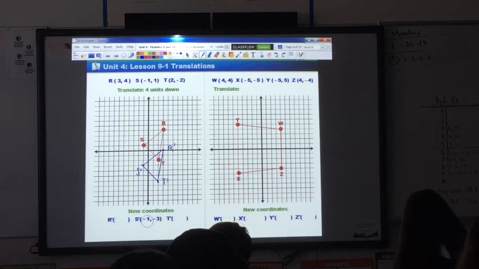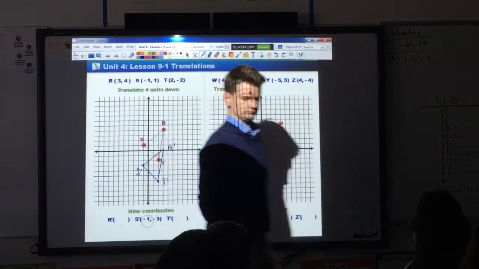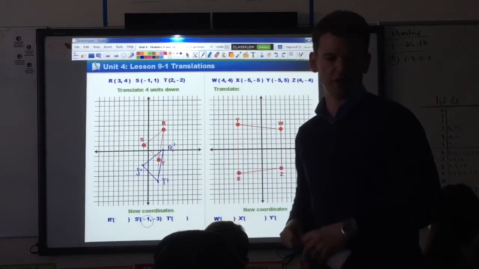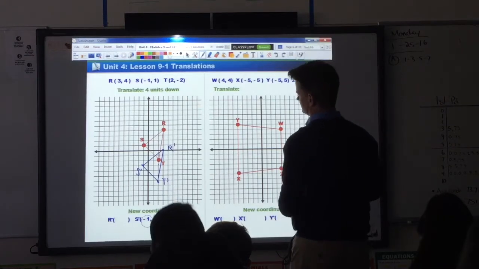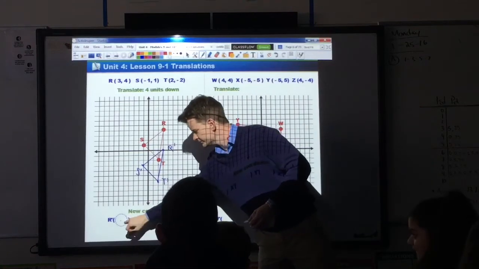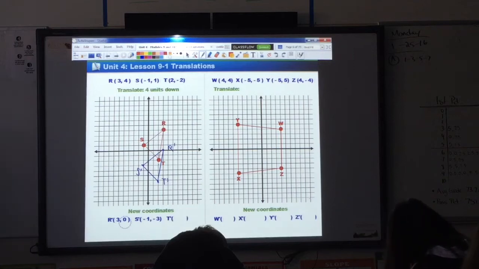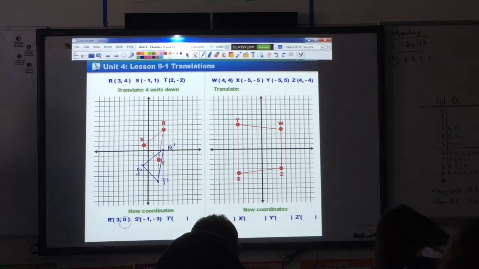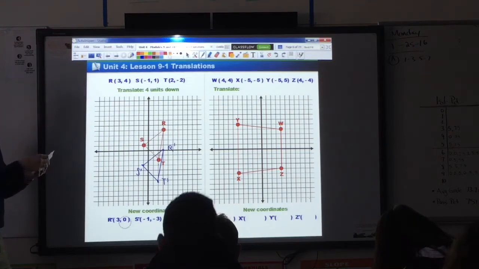All right, let's go to Nicole. You got R prime or T prime? Which one do you want? R prime, all right, what you got for R prime? 3, 0. Good job. 3, 0. Be careful. Make sure you know how to read these points. You can do all the easy stuff correctly, but if you can't label the points, then unfortunately, it'll be wrong.